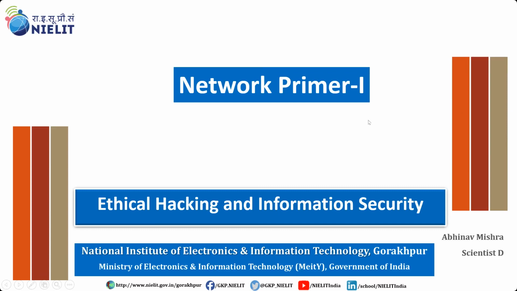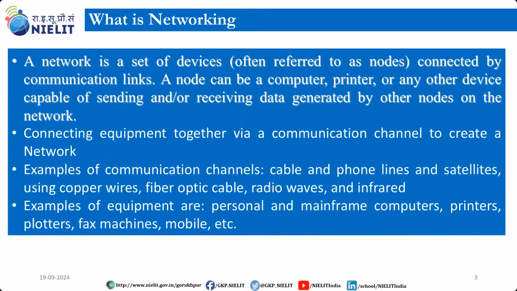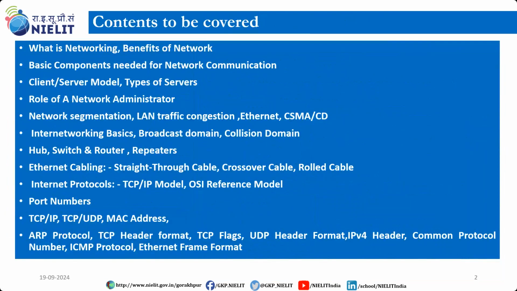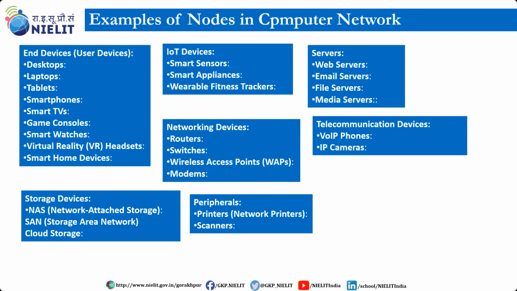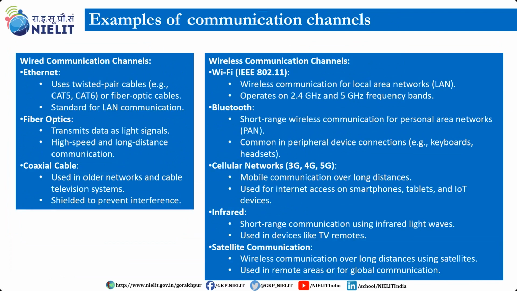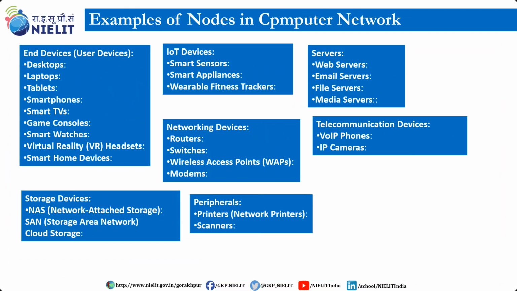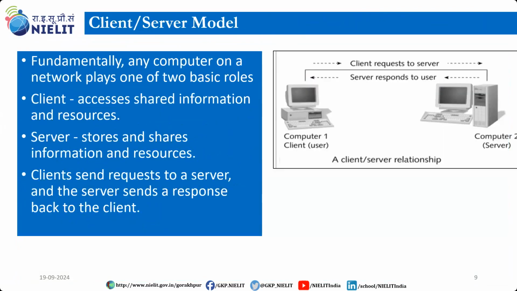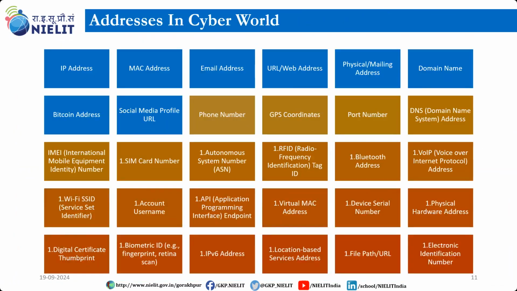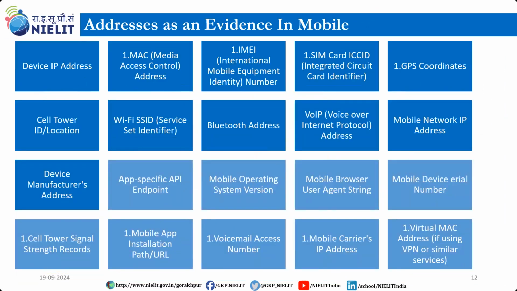So good afternoon. We will continue the remaining part of network primer 1. So yesterday we covered the overview of computer network, different components used in computer network, then communication channel, different types of communication channel, examples of node, then benefit of network, then client server model, different types of server, different addresses, various addresses used in cyber world and different ecosystem.